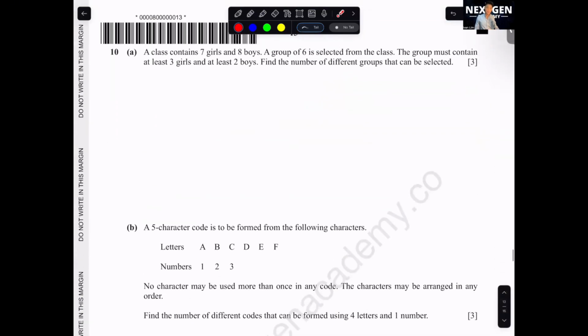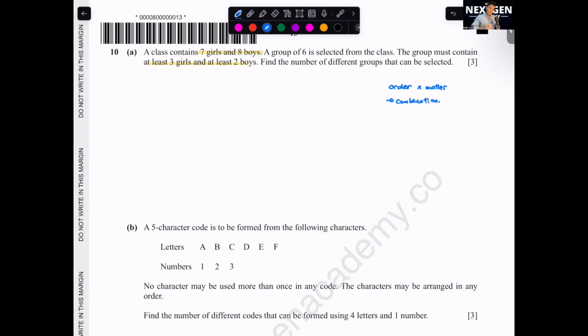Okay, let's go to number 10. A class contains 7 girls and 8 boys. A group of 6 is selected from the class. The group must contain at least 3 girls and at least 2 boys. Find the number of different groups that can be selected. What type of question is this first? Permutation or combination? Does order matter? How you choose them, does it matter or not? No, so order doesn't matter. So this is a combination question.